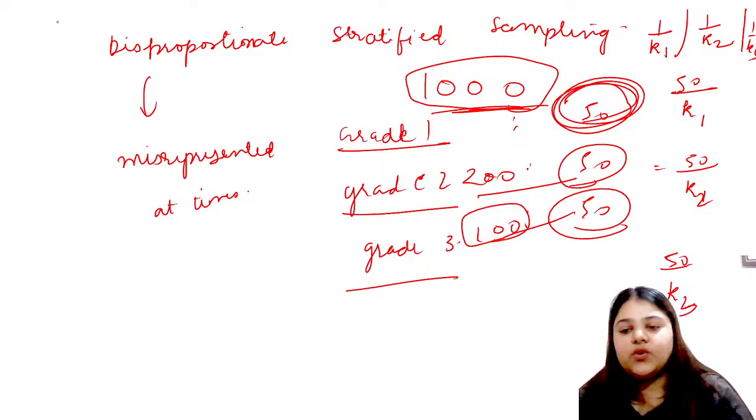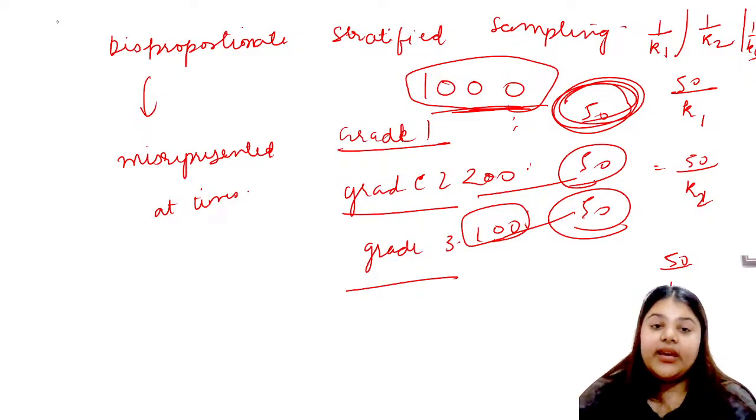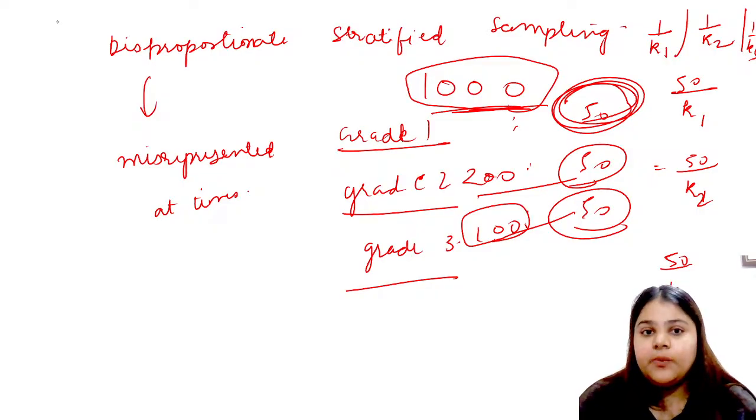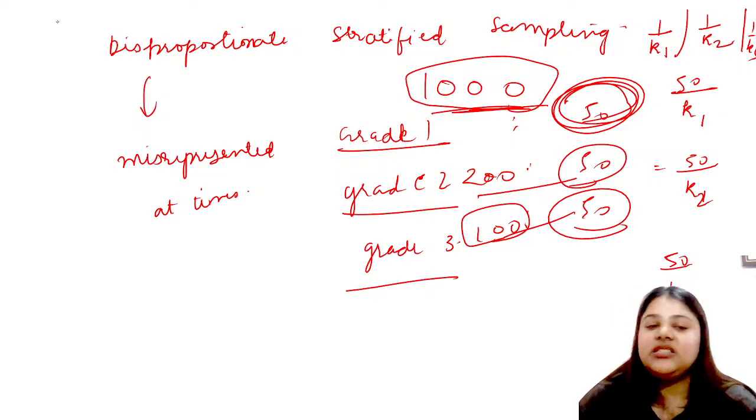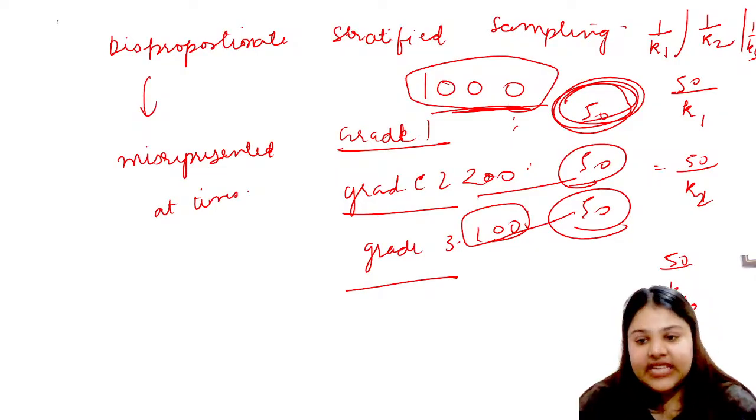So in disproportionate sampling, what is happening? It might happen that the percentage, for example, if I divide 50 by 1000, will come out to be maybe 0 point something, right? Which is not a very good representation in the final sample that we are taking. That is why it is not as good as the proportionate stratified sampling.